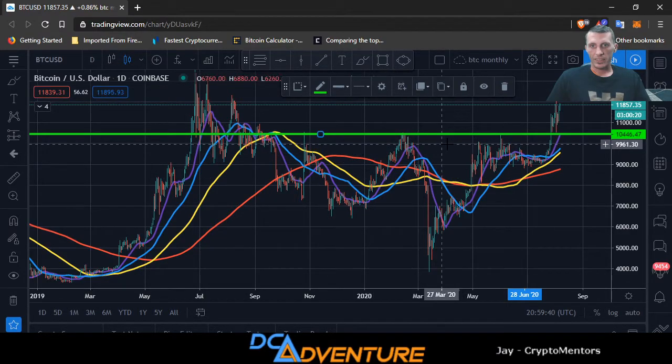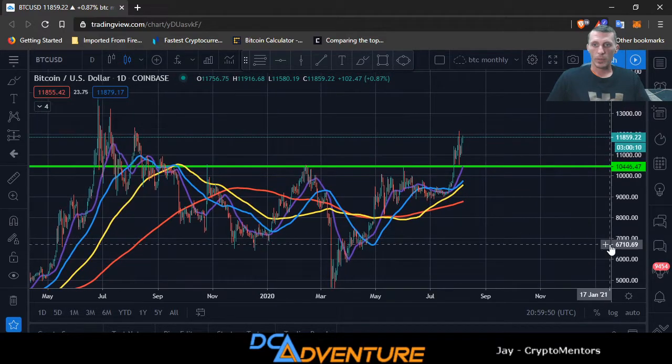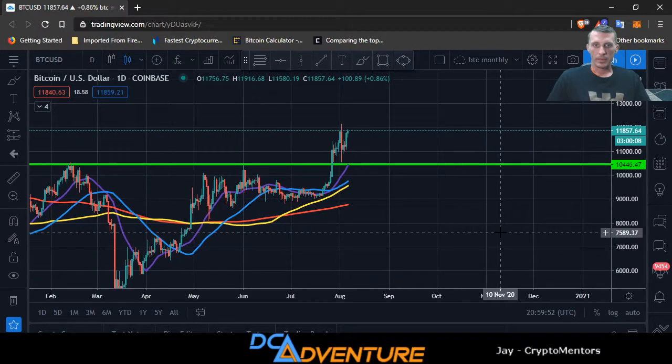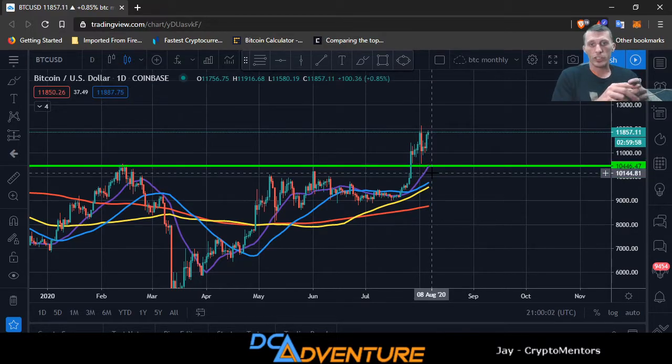Old resistance turns into new support. Resistance here, resistance here, resistance here, and it came down and hit it as support. That's perfect. That's exactly what we want to see happen. So if it ever does come back down and retest this, I will be putting a nice long position here, not financial advice, and then I'll be putting my stop loss just underneath of it, just a little bit.